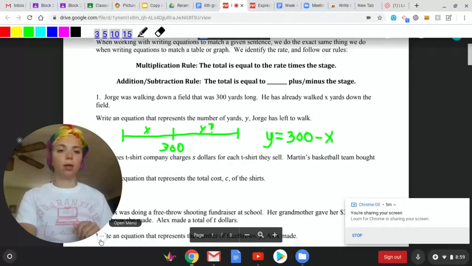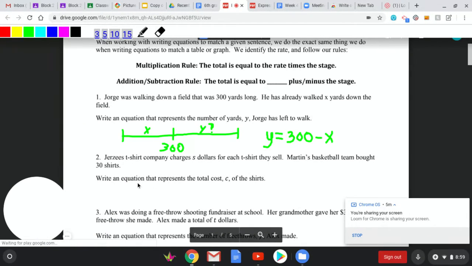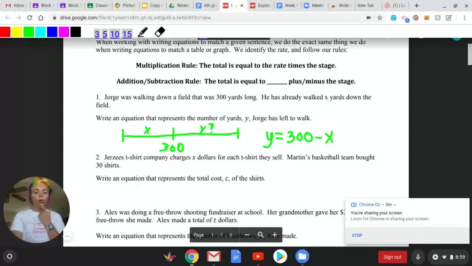Actually, I'll just make my little thing smaller and read the next problem. So number 2, Jersey's T-shirt company charges S dollars for each T-shirt they sell. So we don't know how much those shirts cost. Martin's basketball team bought 30 shirts. Write an equation that represents the total cost of the shirts. Okay, so I'm going to go ahead and erase this so I can scroll up.